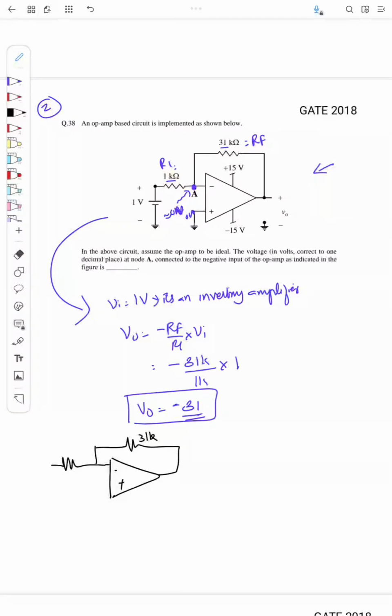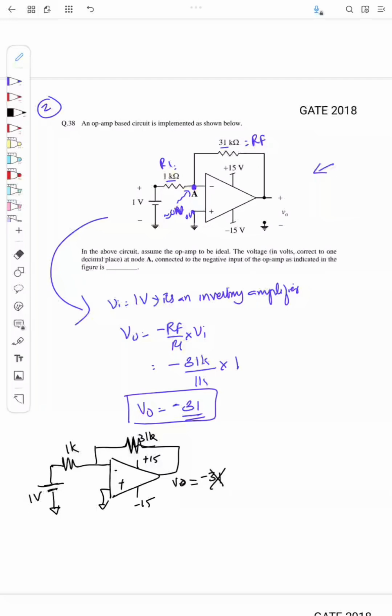(31k), 1k, V naught, (1 volt), okay, and the bias supply is plus 15 and minus 15. Okay, so V naught equal to minus 31, it is not possible, right?